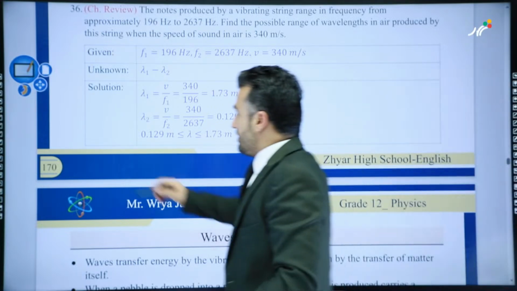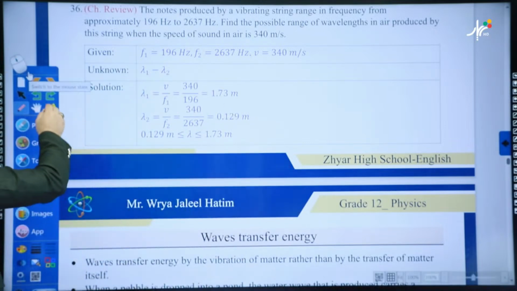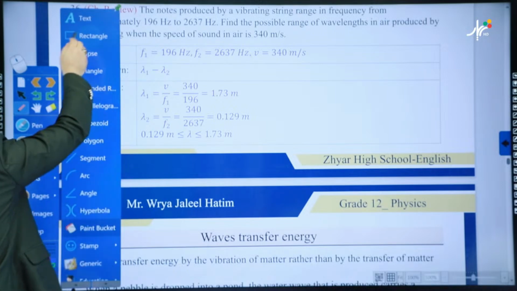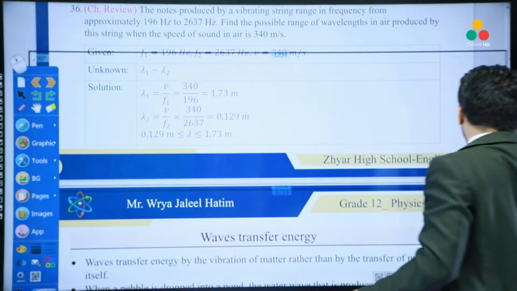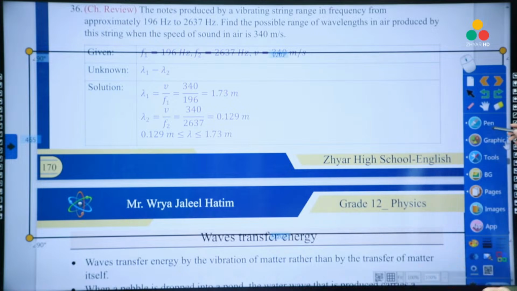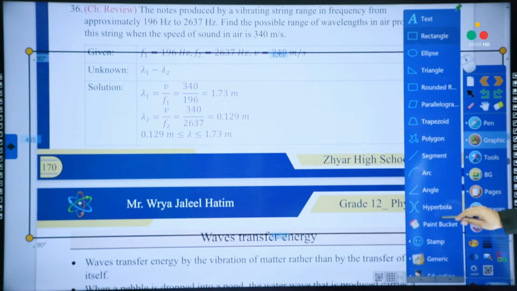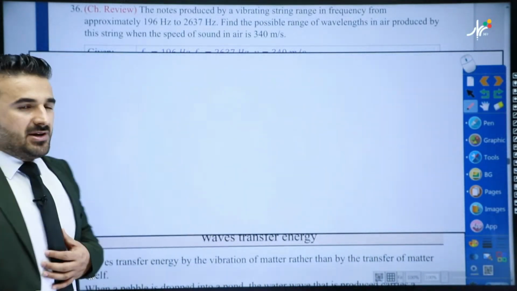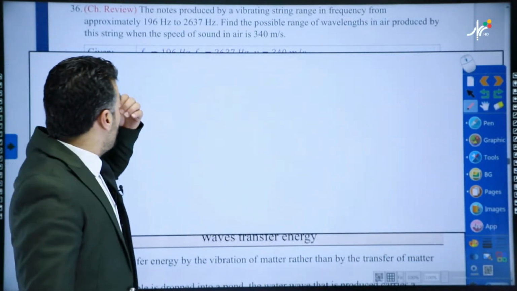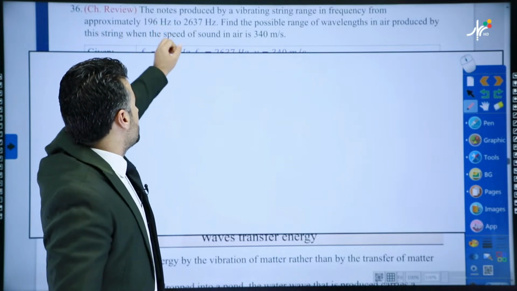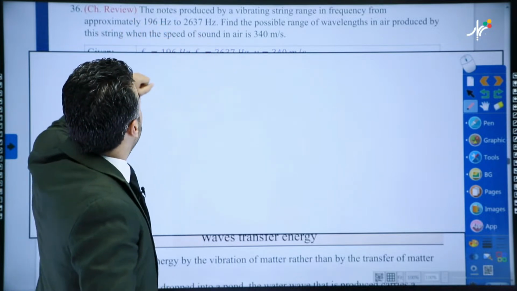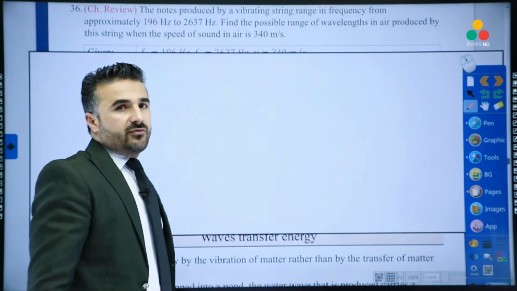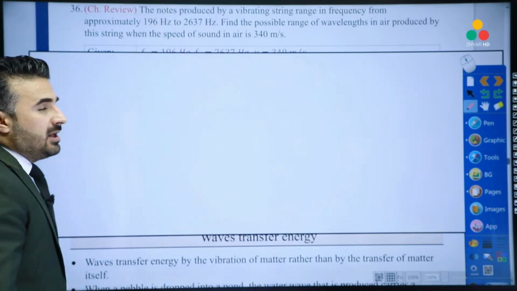I think it would be best if I get the wide rectangle background back. Where was it? It was here. Okay, bear with me. We have 2 frequencies, and of course we have one speed since it is the same medium, correct? So we have a range of frequencies. Find what? Find the range of wavelengths that can be achieved for this range of frequencies.